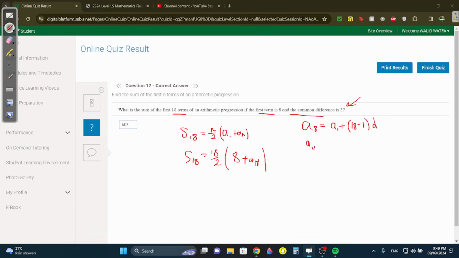Let's simplify this a bit. A18 equals a1, which is 8, plus 18 minus 1, which is n minus 1, times d, which is 3. So 8 plus 17 times 3, which is 8 plus 51, 8 plus 59, 59 I think. 17 times 3 plus 8, yeah, 59. So a18 is 59. We can go back here and put 18 over 2 times 8 plus 59, which is 9 times 67. Put this in a calculator, you get 603.